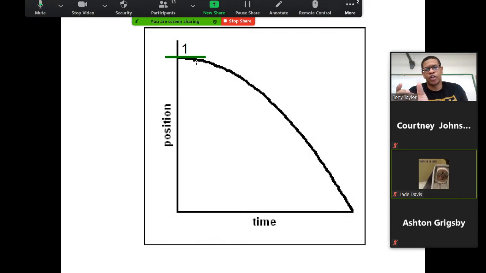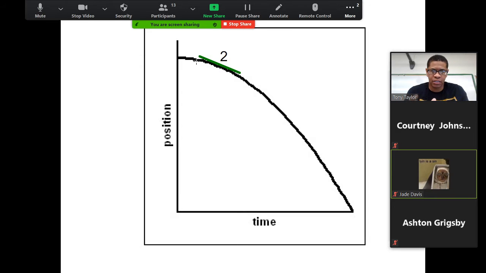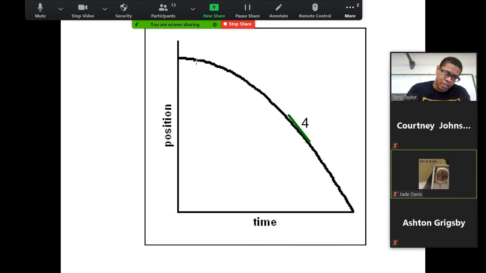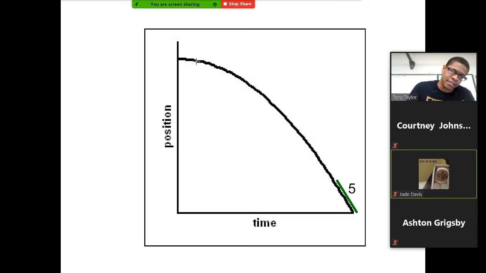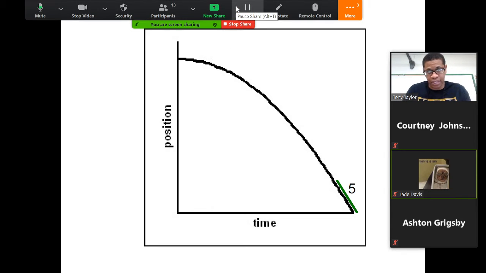But if I keep going, if I draw a trend line at 2 seconds, then at 3 seconds, then at 4 seconds, and then at 5 seconds, if you guys notice, the trend line got steeper and steeper and steeper. So it started off relatively flat, and then the curve got steeper. So anytime you're going from flat to steep, that always means an object that is speeding up on a position versus time graph. Now, let us look at some more examples.